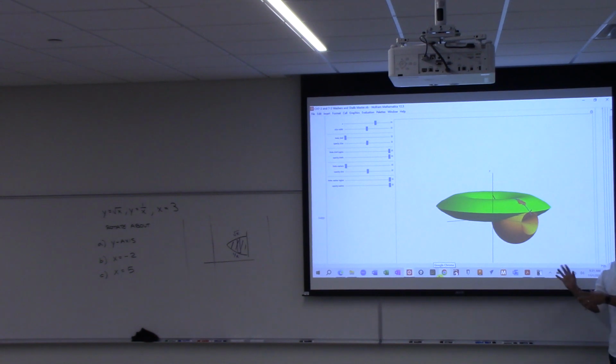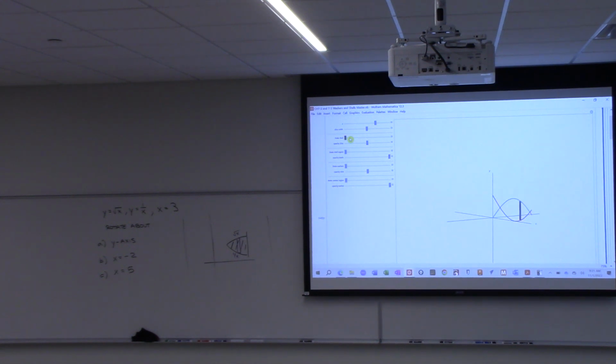But we cannot use washers, right? Because that shape, when I wrapped it around the y-axis, was not a washer, was it? What was that shape? We haven't even talked about that shape yet, have we? So we're going to need to talk about that shape first. And back all this up. Let's go back right there and look at that shape.